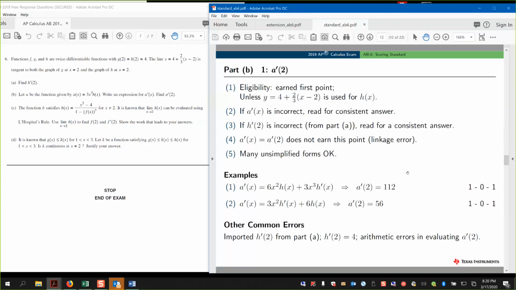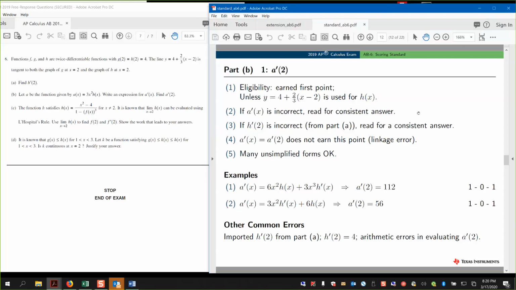And let's see, the third point in part B was for the value a prime of 2. And as in many questions here, there is an eligibility criteria in this part of the problem. The student must have earned the first point, the form of the product rule point. Now, there was an exception here, and if the student used the tangent line expression h of x. Now, I'm not going to go through this with you, but I want to assure you that we did have a fair way of scoring this solution at the reading last year.